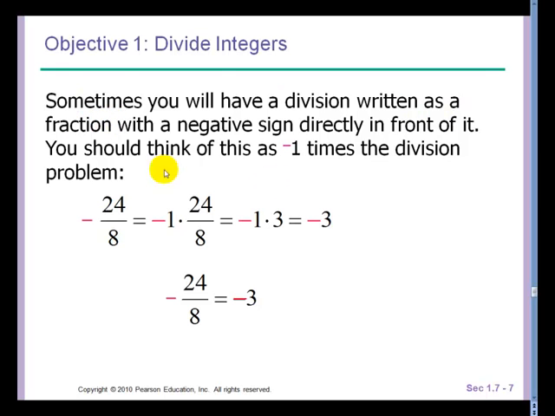Sometimes you will have a division written as a fraction with a negative sign directly in front of it. You should think of this as a negative 1 times the division problem. For example, you could have a negative 24 divided by 8. This does not mean that both the top number, the 24, and the bottom number, the 8, is negative. What it means is that you have a negative 1 times this division. The negative 1 is not dealt with until you have simplified the division. So 24 divided by 8 is 3, and then negative 1 times 3 is negative 3. So, negative 24 over 8 is negative 3. It is not a positive. There are not two negatives. There is only one negative, so your answer stays negative.